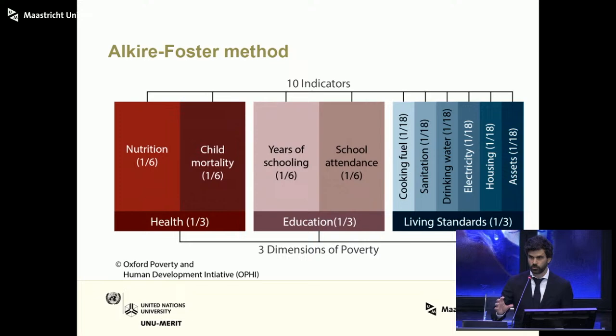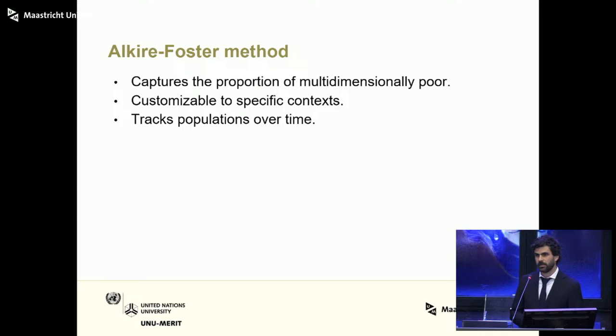using different dimensions, and then within each dimension, you have a set of indicators. And then you use different thresholds or cutoff points to define who is poor and who is not. And we use this method mainly because it allows us to capture the proportion of those who are multidimensionally poor. It also allows us to customize it, to tailor it to different contexts, and it also allows us to track populations over time. All of these are very useful approaches in impact evaluation research.